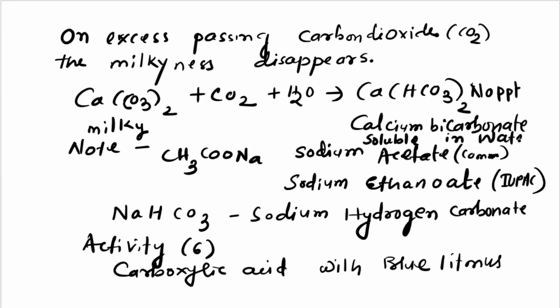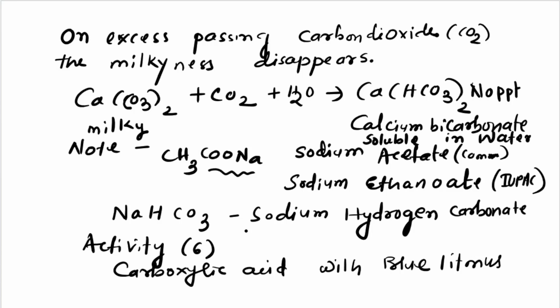What is the meaning here? Calcium carbonate gives the milkiness. When excess carbon dioxide is passed, calcium bicarbonate forms, which is soluble in water. Then what is the note here? Only check the formula. CH3COONa is sodium acetate, the common name. Sodium ethanoate is the IUPAC name. And NaHCO3 is sodium hydrogen carbonate. This is activity 6.